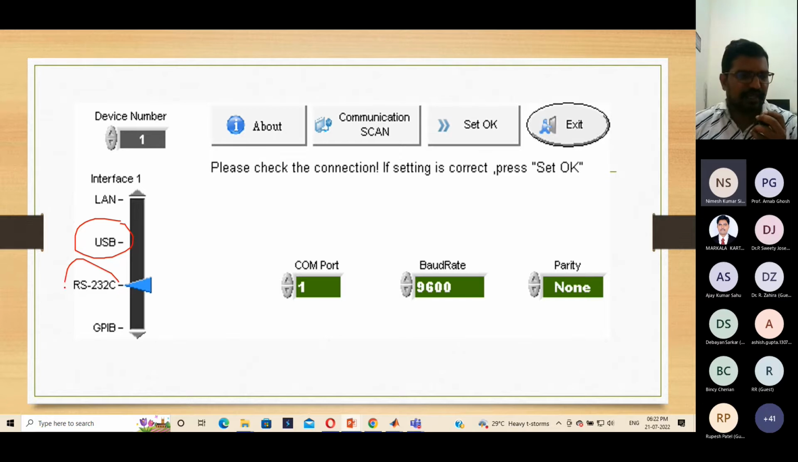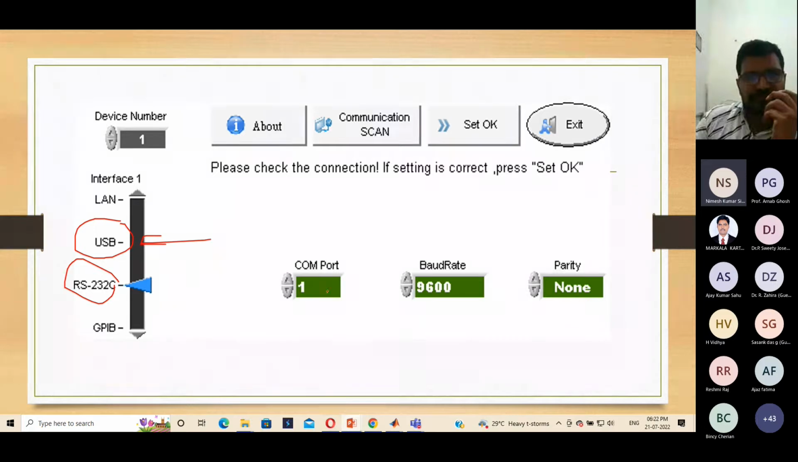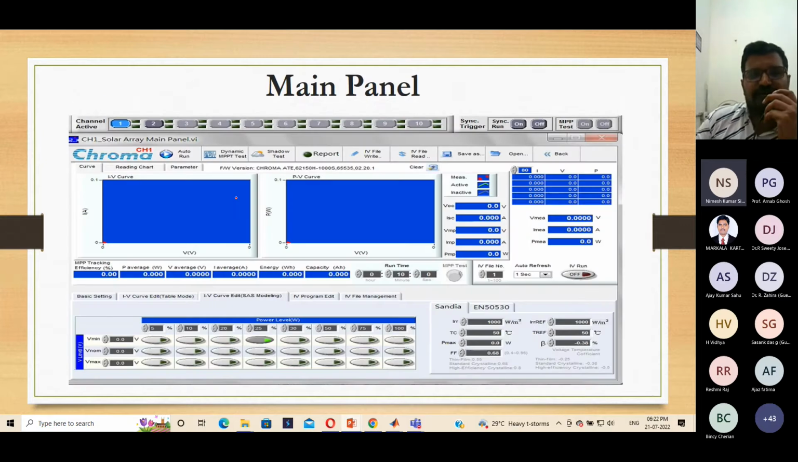If it is connected to RS-232C, it will show here. Similarly for LAN, and also the device number at which you are connected. Once you have done everything, the main panel display will be like this. If you observe here, one is highlighted, which means you have connected a system with input 1. This highlighted path will show you the corresponding values of device 1.